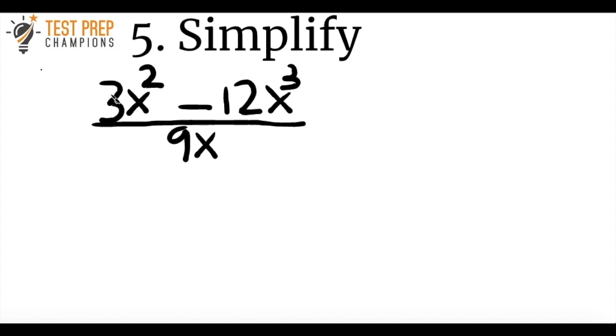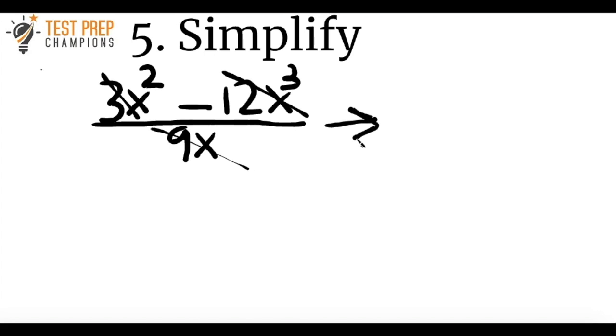And what we also have to see here is that each term has at least one x in it. So we have x squared, x cubed, and we've got an x. So we can divide each term by 3x. So we've got this 3x squared. We can divide this by 3x. We've got 12x cubed. We can divide that by 3x. We've got 9x. We can divide that by 3x. And so what do we get?